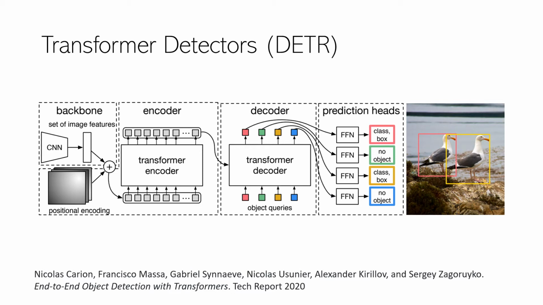The second work is from Facebook AI Research. Instead of using explicit region proposals, it uses implicit object queries, which are automatically learned by the network. This approach significantly simplifies the object detection framework.